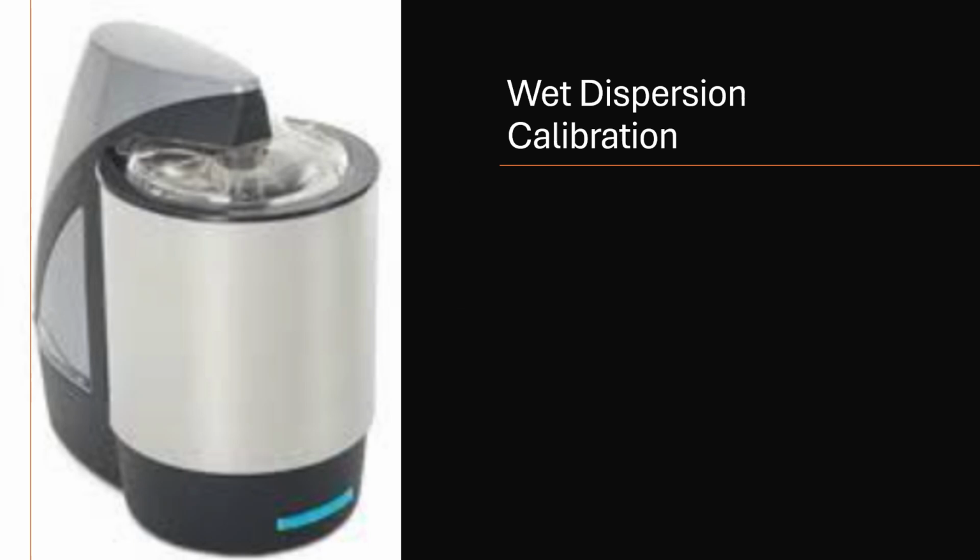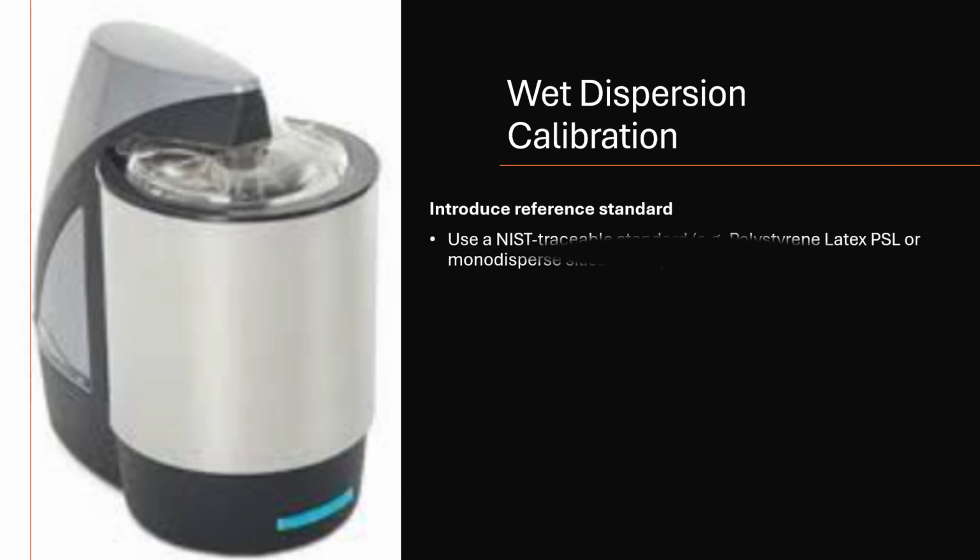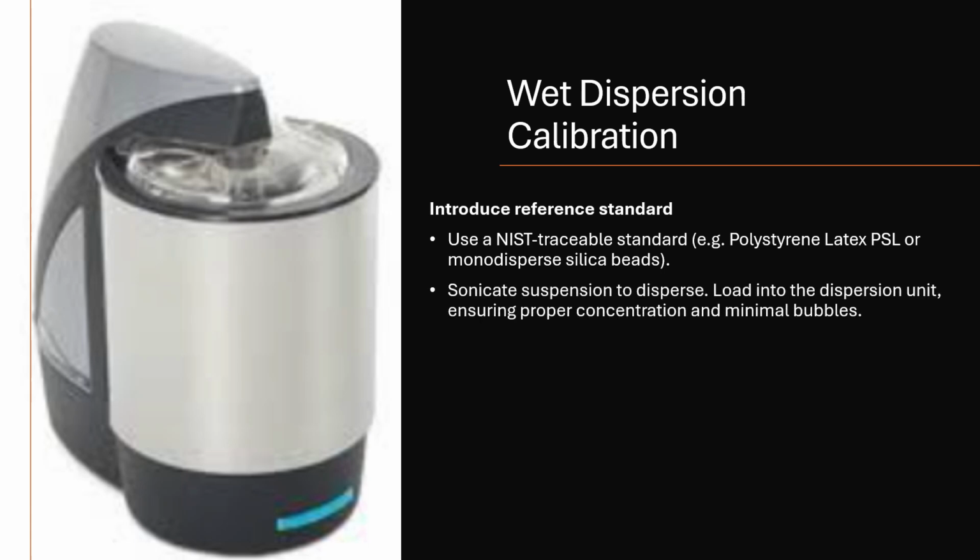Now after the background measurements, the equipment will be ready to run the reference standards. To run the reference standard, we need to use a NIST traceable standard such as polystyrene latex or monodisperse silica beads, right? To use this, you will need to sonicate the suspension to disperse it, so that the particles of the standard can be dispersed perfectly. Then load it into the dispersion unit, ensuring proper concentration and minimal bubbles, right?